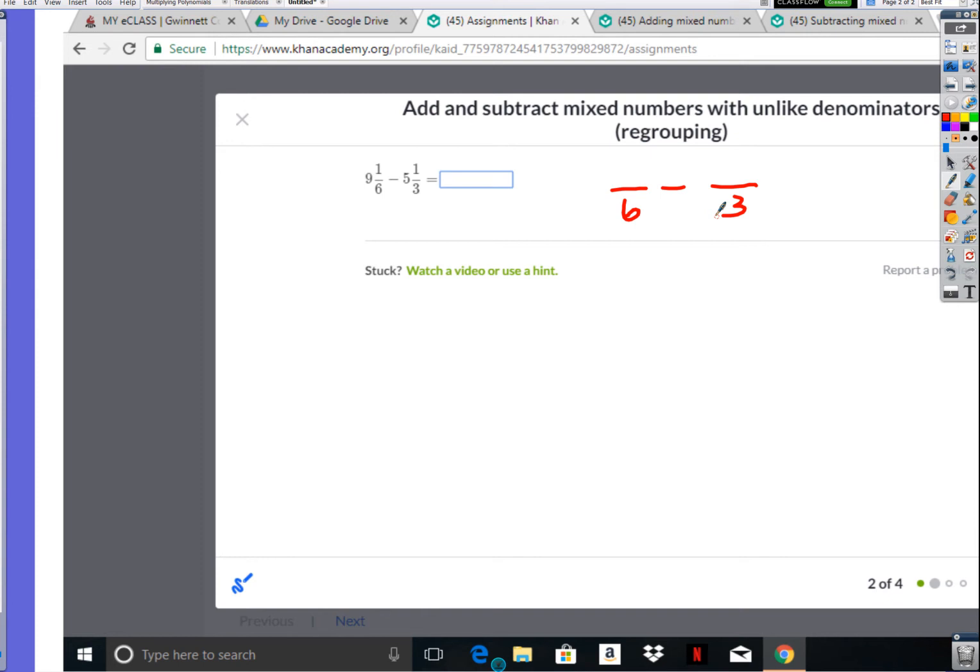Let's get some numerators. 6 times 9 plus 1 is 55. And 5 times 3 plus 1 is 16. Now we need a least common denominator so that I don't have to write everything out. Can we do this mentally? Here it would be 6. If I count by 3s and count by 6, the first number that's in common is going to be 6.